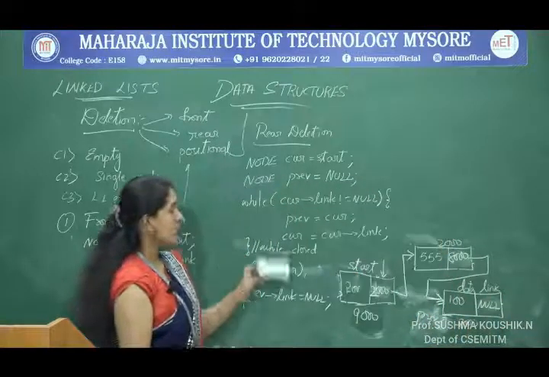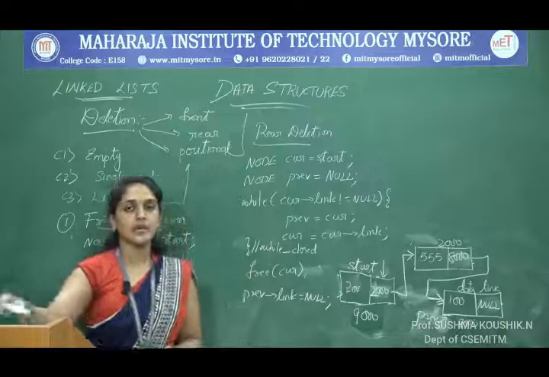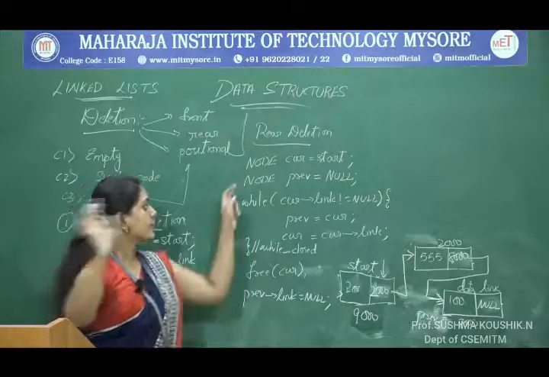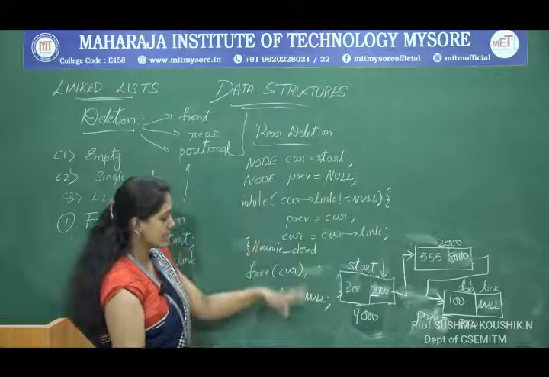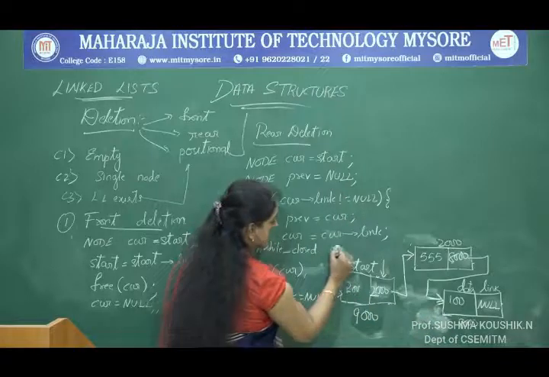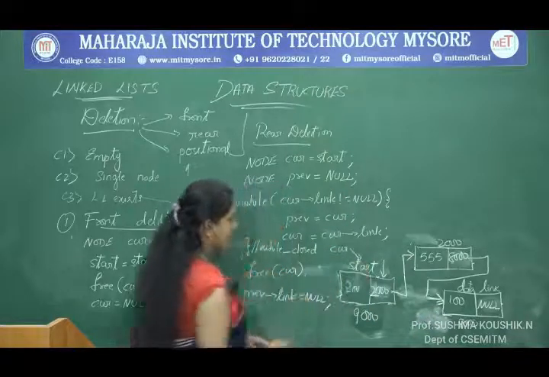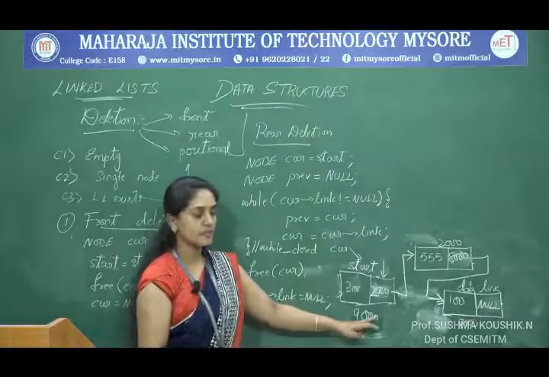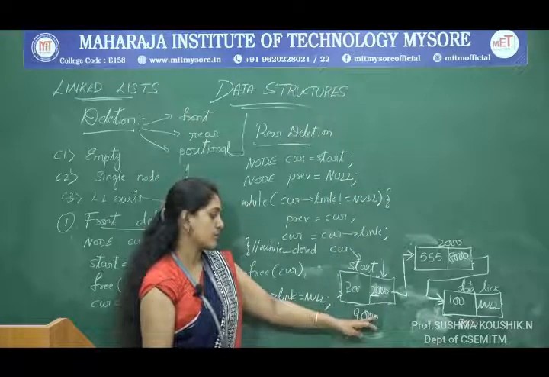So this is how the deletion happens. Shall we try one more node to delete from the rear end? Okay. So here node current is equal to start. Everything has been reset now. Current is also pointing to the first node we have. And now it will check, is current of link equal to null? No, it is not equal to null.